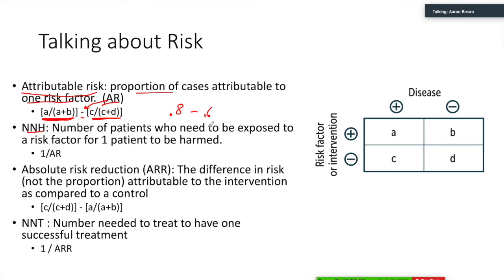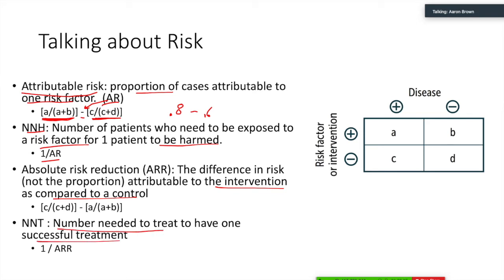Number needed to harm: the number of patients who have to be exposed to a risk factor for one patient to be harmed. How many people need to go into a gym locker room before one person gets a foot fungus? We're going to take that attributable risk, put it in the denominator, and put one in the numerator and see what we get. Okay? Absolute risk reduction is the difference in risk attributable to an intervention as compared to a control. Okay, so here again, we are talking about interventions rather than risk factors. So it's a little bit different there. And last is the number needed to treat, the number of people needed to treat to have one successful treatment.